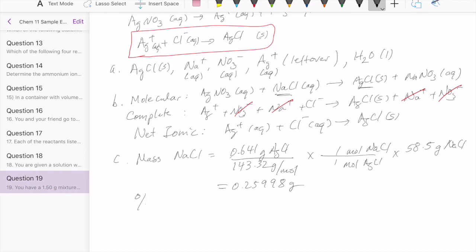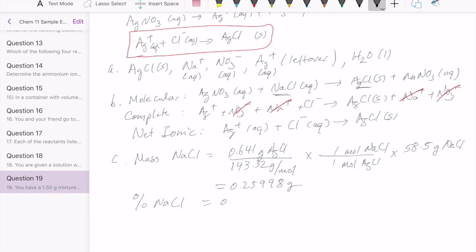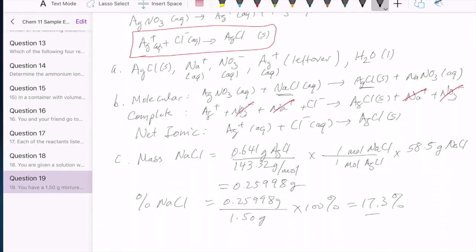So then to get the percent NaCl, you would take this number and then divide by the original mixture, which is 1.5 grams times 100%. So that will give us 17.3%.